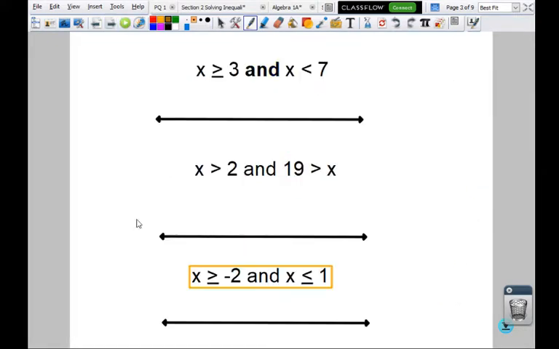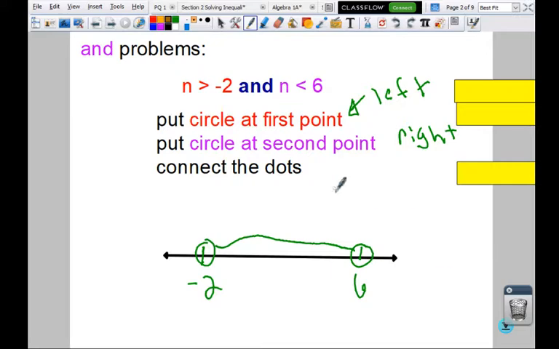We're going to practice a couple more "and" inequalities. What's the correct answer? The answer is your graph, right here. Every "and" inequality, you connect. So every time it is an "and" inequality, you connect it.